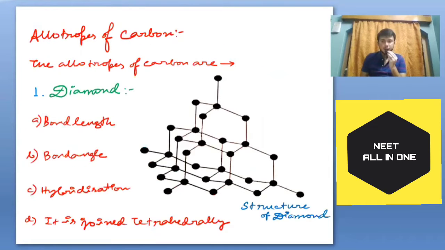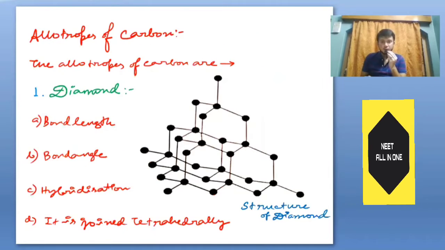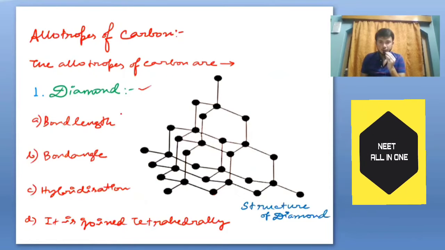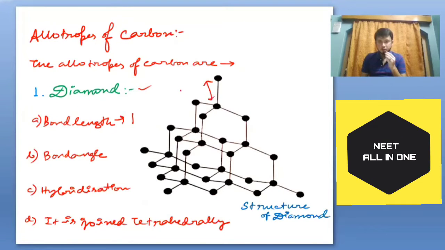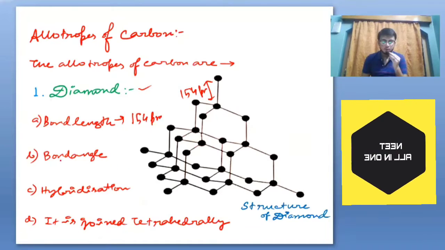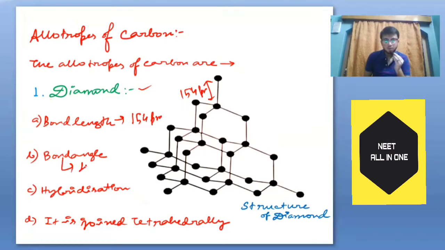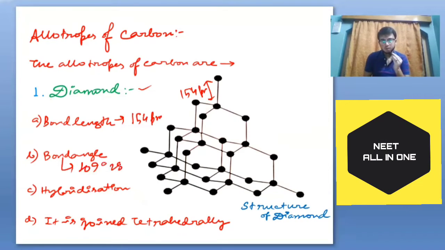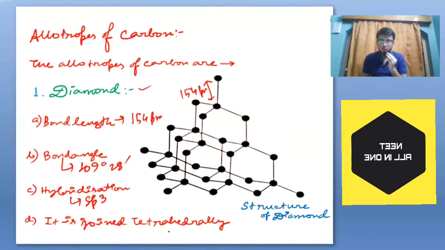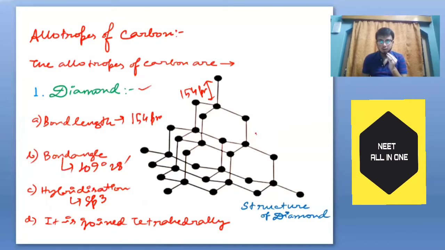Next, the allotropes of carbon. So the allotropes of carbon are, first, diamond. Diamond has a 154 picometer bond length. Okay, so 154 picometer. Bond angle will be 109.28 degrees. Hybridization is, we know, sp3 hybridized, and it is joined tetrahedrally.